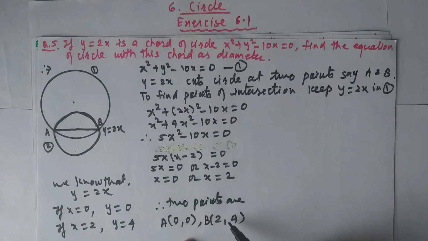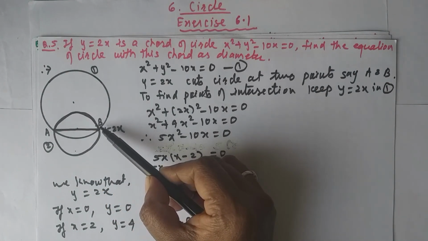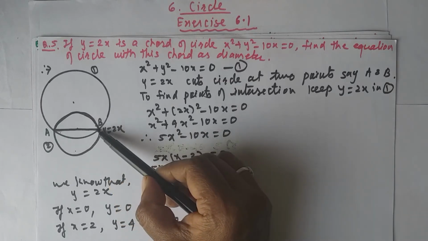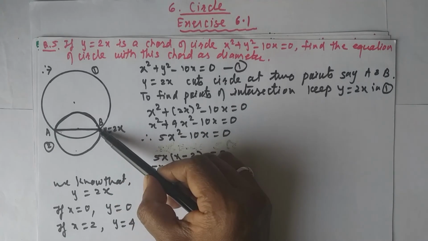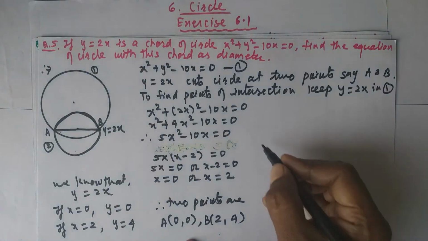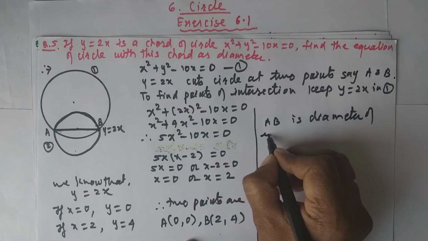These 2 points of intersection are nothing but the coordinates of points A and B, at which the chord intersects the big circle. But for the small circle, these points A and B are the end points of a diameter of the circle. And if these two are the end points of the diameter of the small circle, then it is very easy to find the equation of the circle using the diameter form. Therefore, here you write down: AB is the diameter of the required circle.